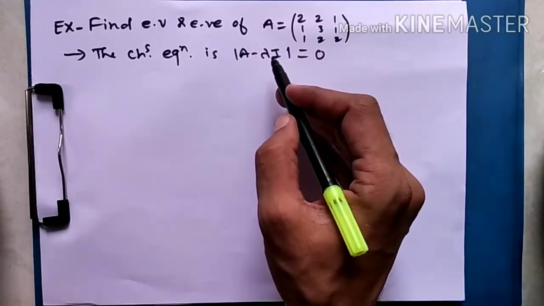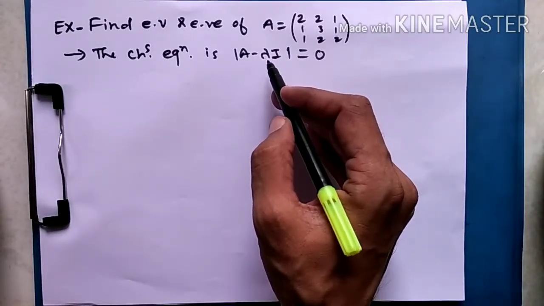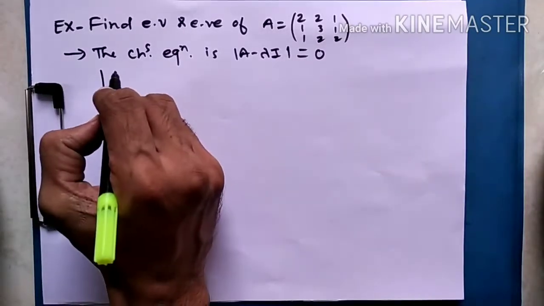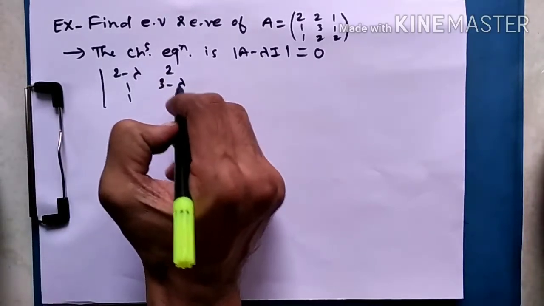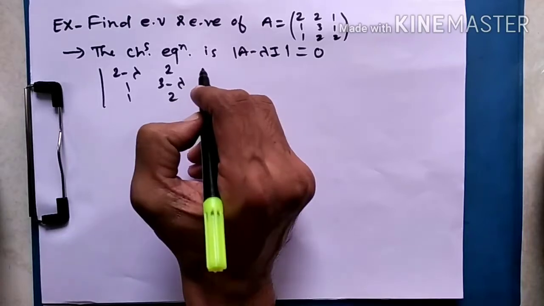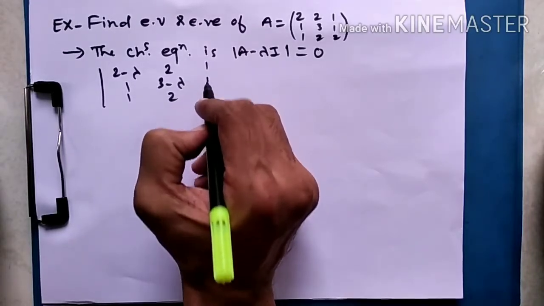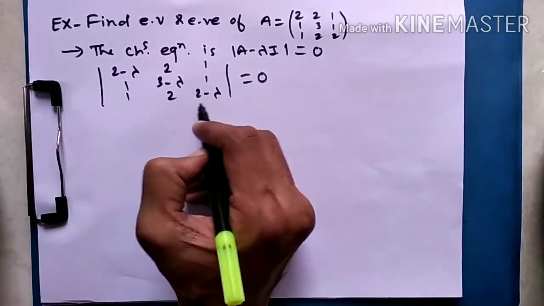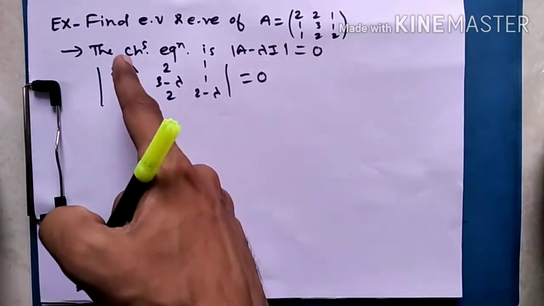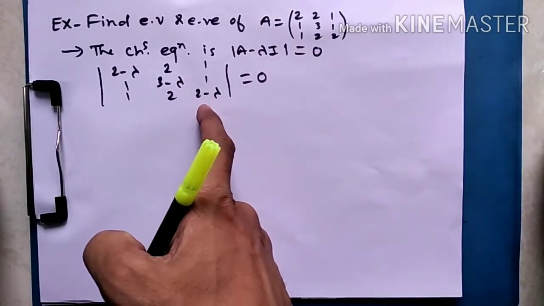So again same thing, subtracting lambda from all diagonal elements. So determinant of 2 minus lambda, remaining elements as they are. Then change in the second diagonal element, 3 minus lambda, again remaining elements as they are. And then the last one will be 2 minus lambda here. Okay. So only subtracting lambda from diagonal elements.